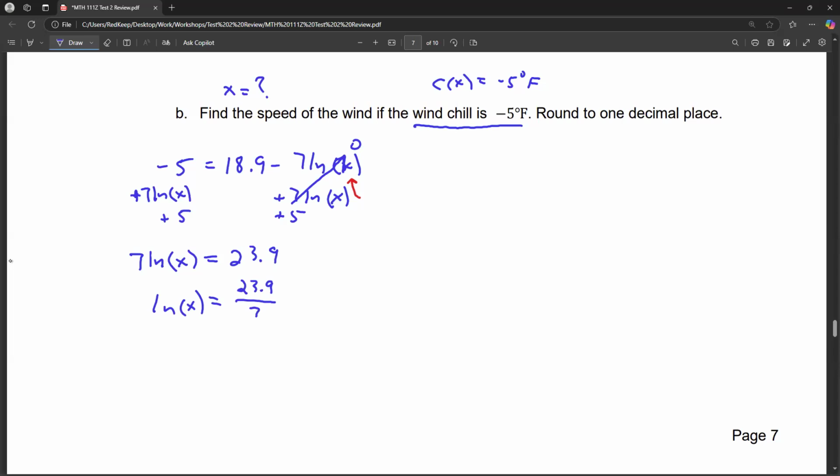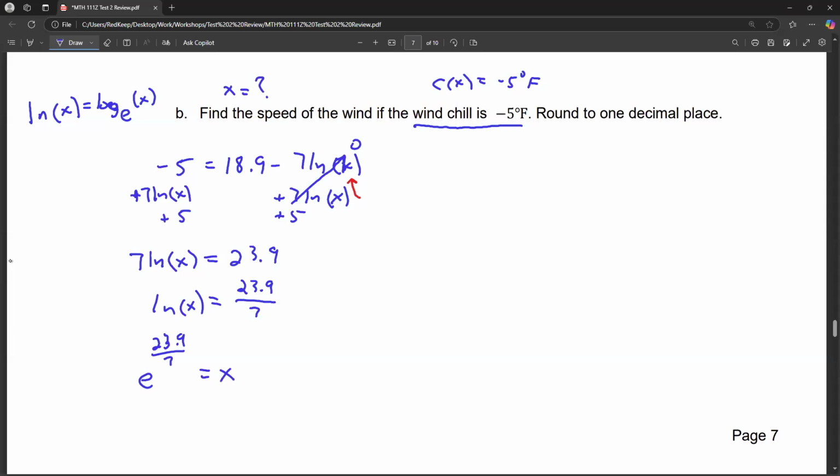Remember, we talked about this a second ago, and you might already know that the base of the logarithm is e. The natural log of x is just shorthand for log base e of x. And so e is the base of this logarithm. What this question is asking us is e raised to 23.9 divided by 7. That's what x is equal to.